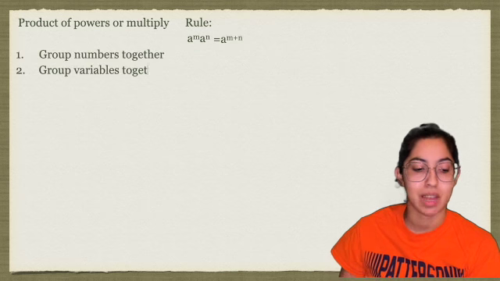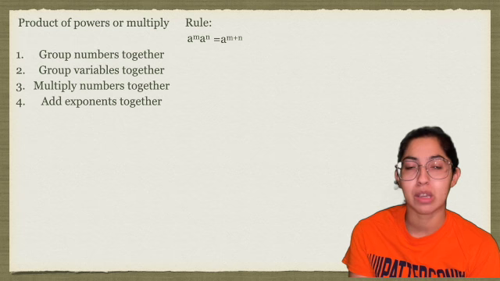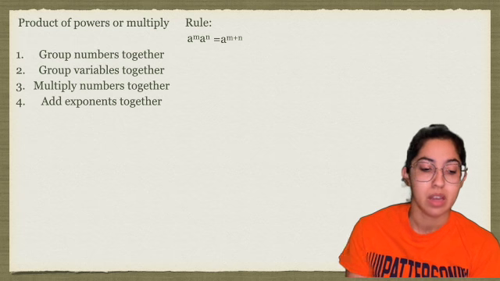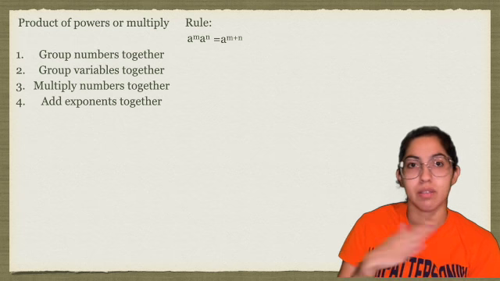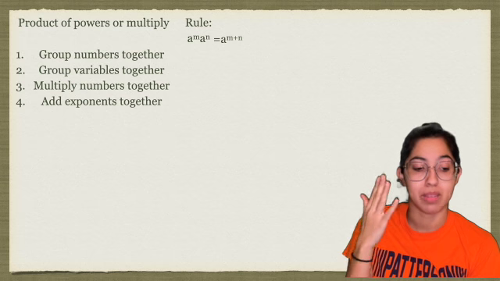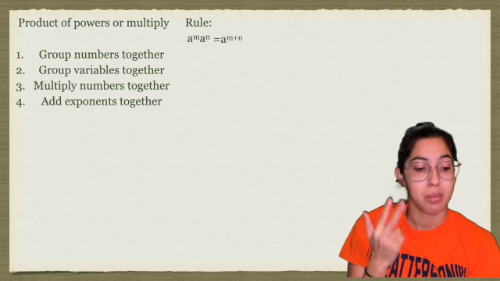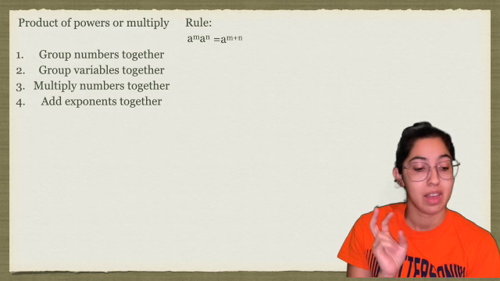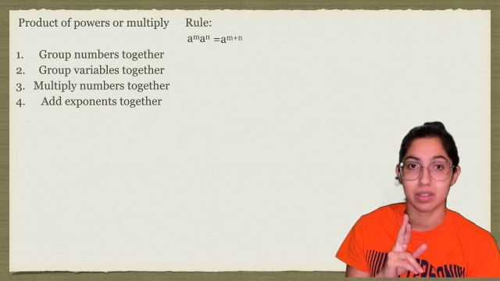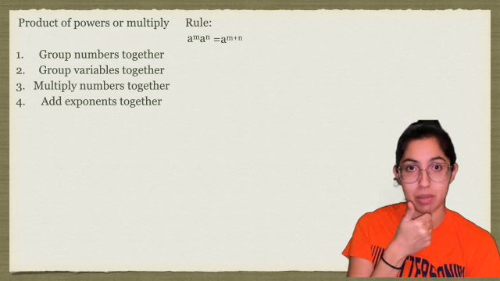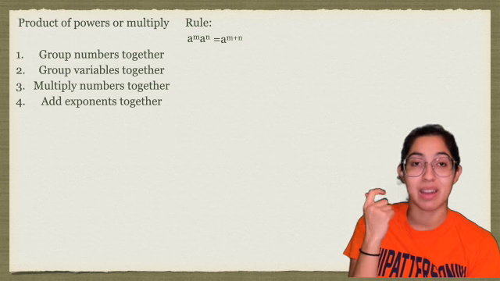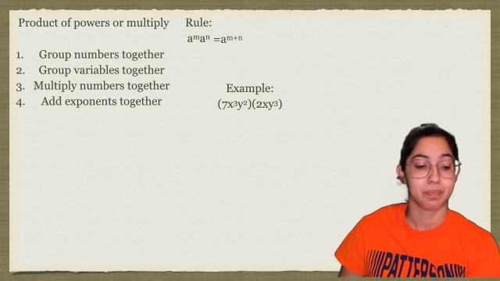So here are some steps to follow so that you don't get too confused. And this is how I do it. You can feel free to come up with your own method. So group the numbers together, group the variables together, multiply the numbers together, and then add exponents. So we're multiplying numbers, coefficients, and we are adding exponents.